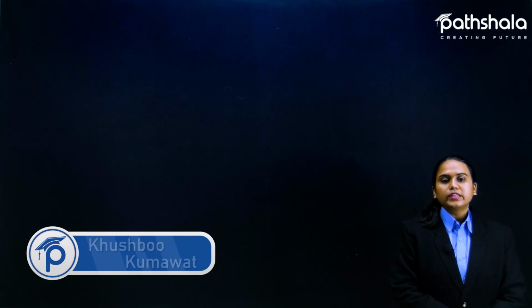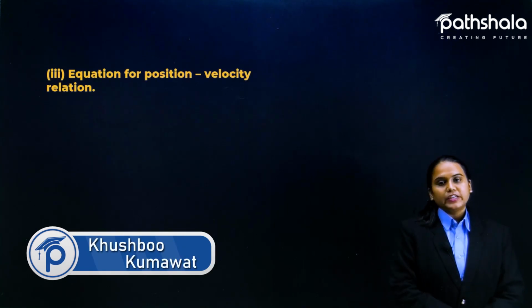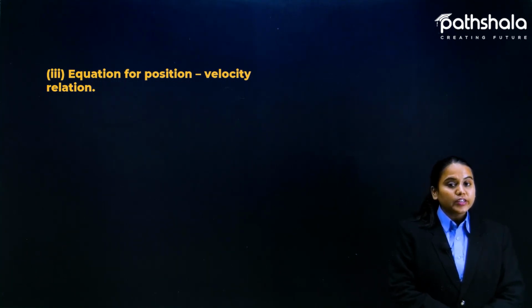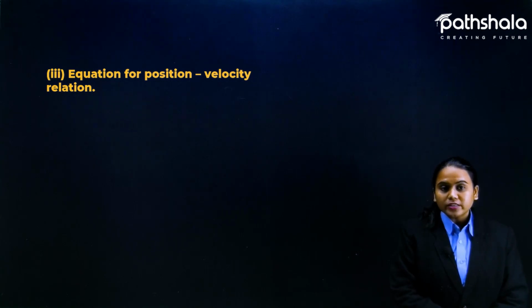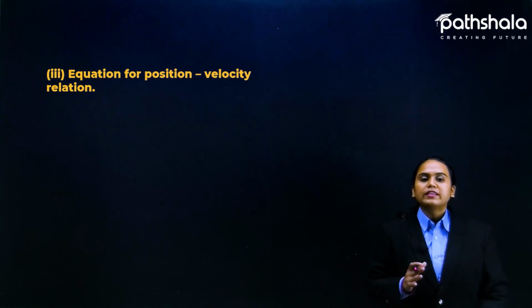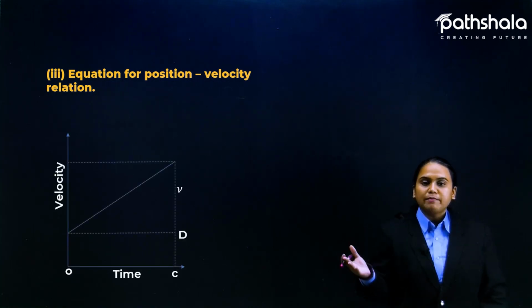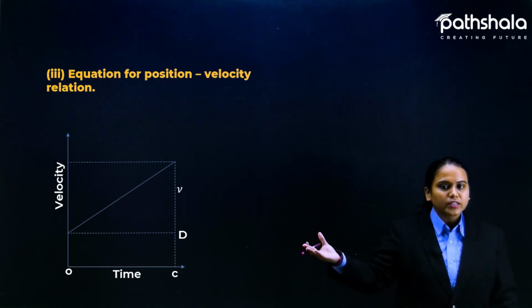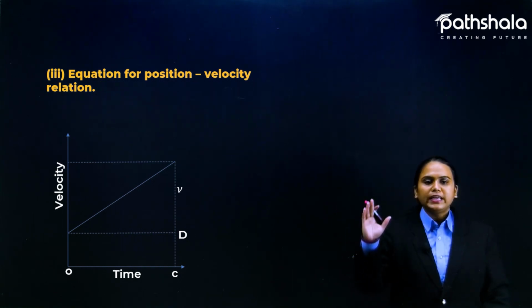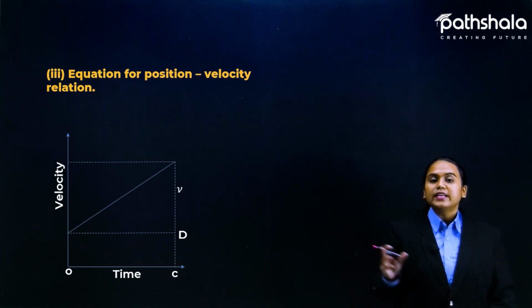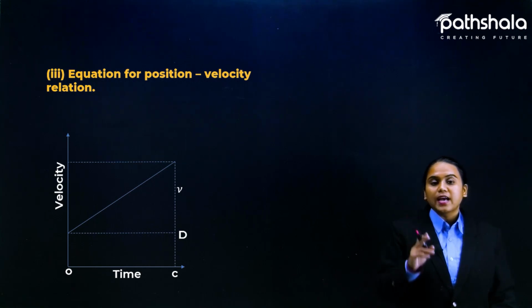Moving forward towards the third equation, that is the relation between position and velocity. Earlier we were having the position-time relation. Now the position and velocity part should be known. For that also we are going to have the same graph, with the same initial velocity, the same final velocity, and the same values of d, e and f. Everything is the same. Time is considered as t and distance is considered as s.